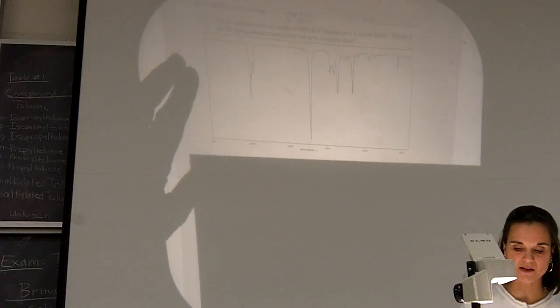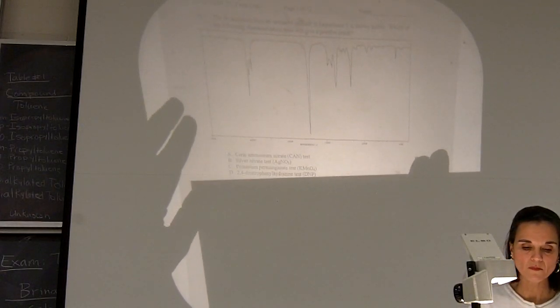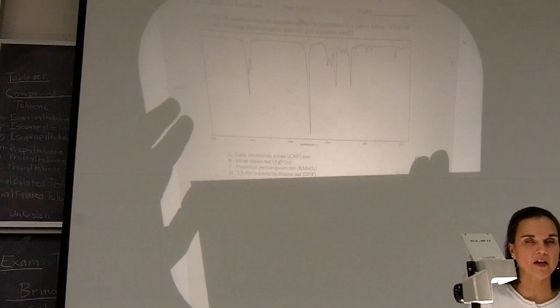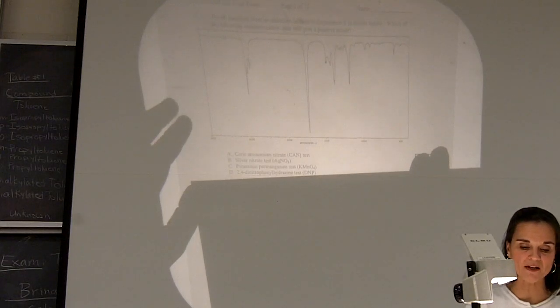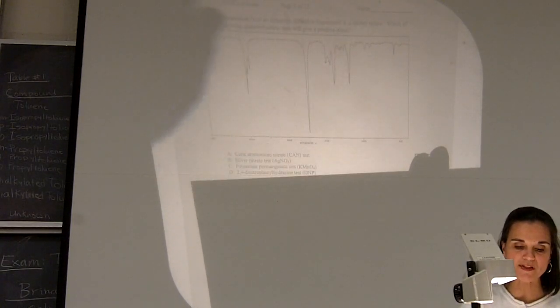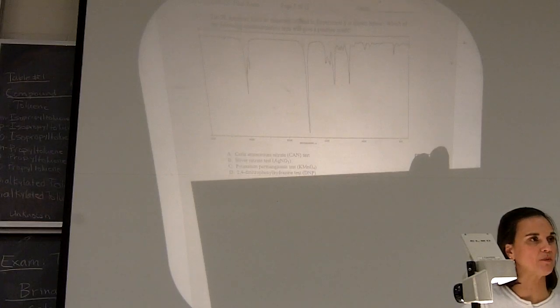Okay, so we have this IR spectrum for an unknown for experiment 6. Which of the following characterization tests would give a positive result? So from this spectrum, what do you see in here that you would possibly be testing for?